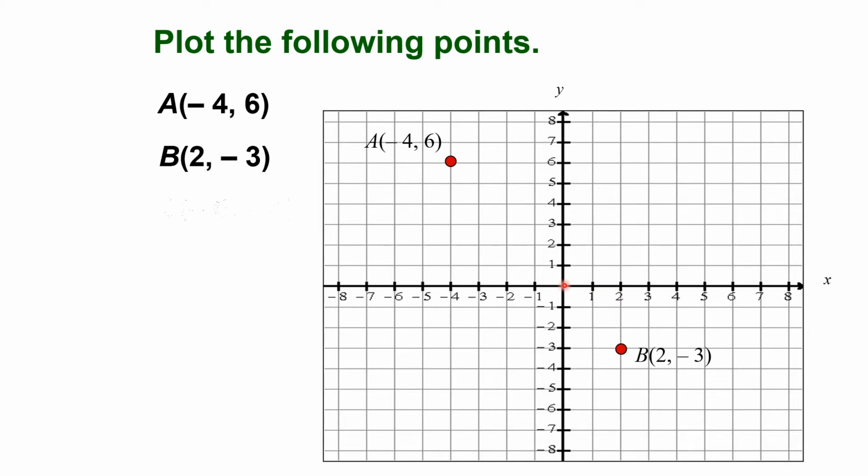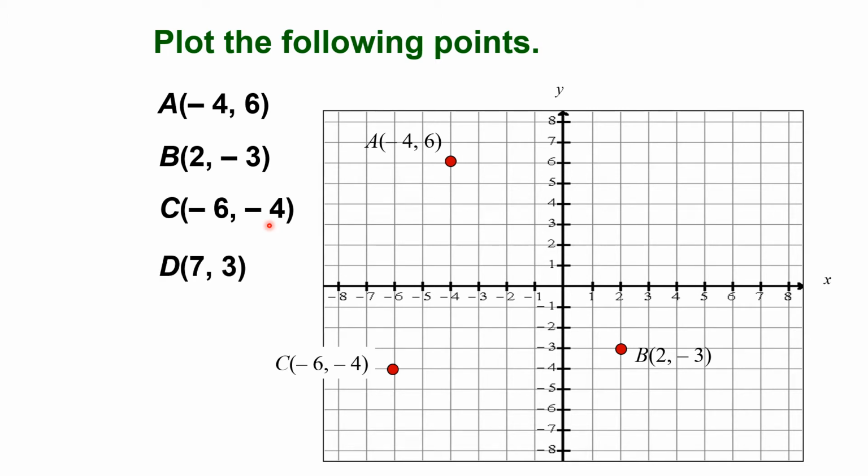Point C is -6, -4. So remember, the X is first. This is my X-axis, so I have to do my sideways motion first. So from here, I have to go -6. That's in this direction. And then -4 means I have to drop 4. So I go there, and I put my point there as -6, -4.